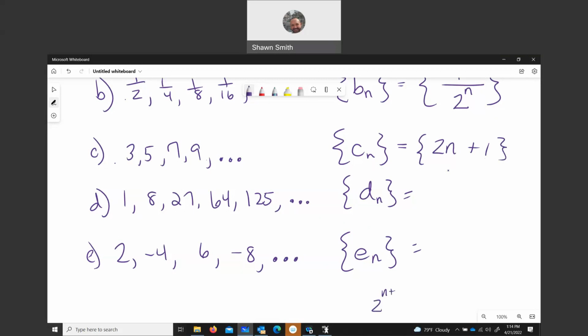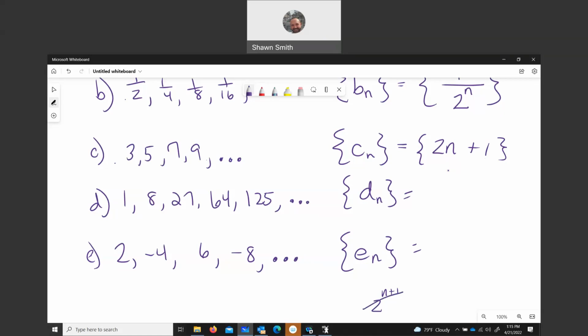2 to the n plus 1, like that. Let's see, if I put 1 in there, that would give 2 squared, which makes 4, right? Then 2 cubed makes 8, so it's not generating those numbers. That didn't work. All right, this one: 1, 8, 27, 64.